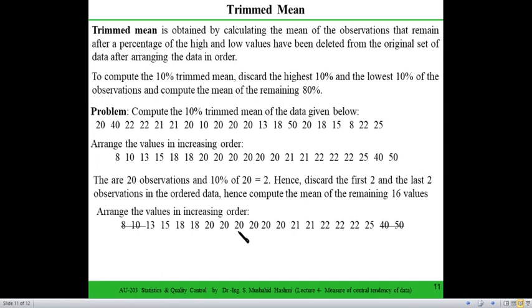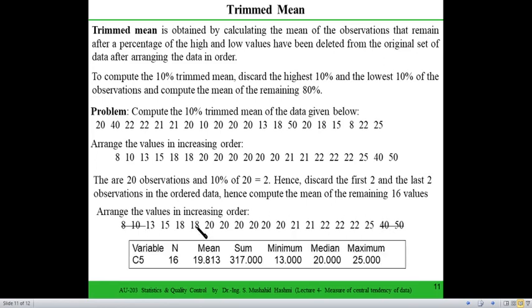Now our data set comprises only 16 observations. And if I use Minitab to calculate the mean of the 16 observations, I end up with a mean which is 19.813, which is far away from the minimum value as well as from the maximum value. So that is actually the concept of the trimmed mean.